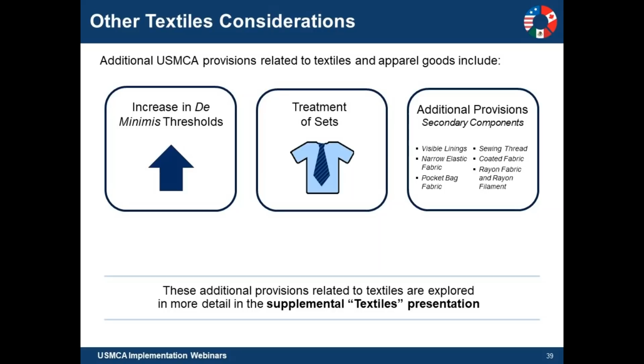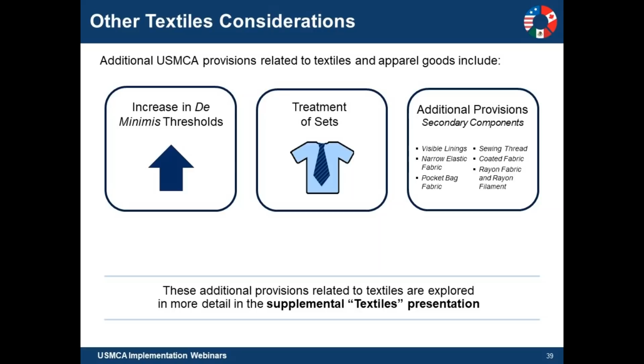Also, for woven apparel made of blue denim fabric of specific subheadings, the pocket bag fabric rule goes into effect 30 months from the date of entry into force of the agreement.